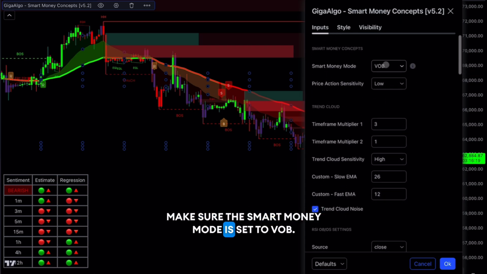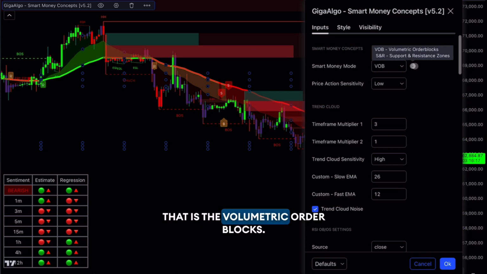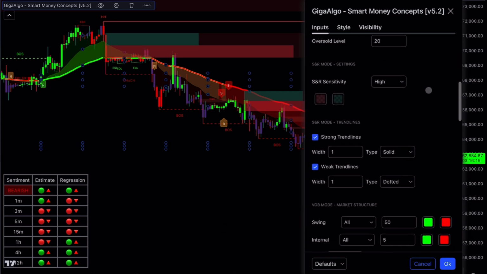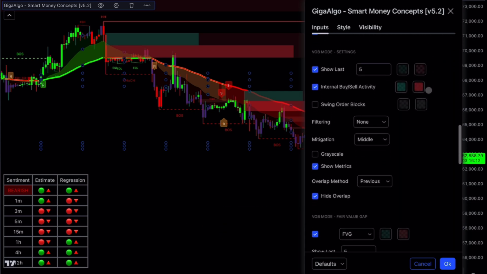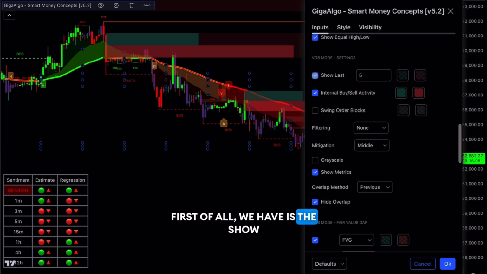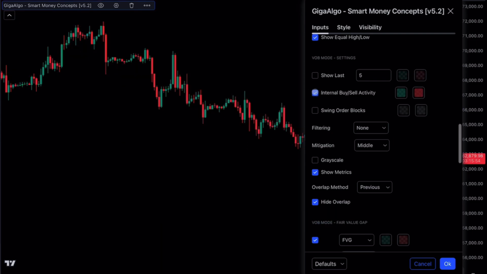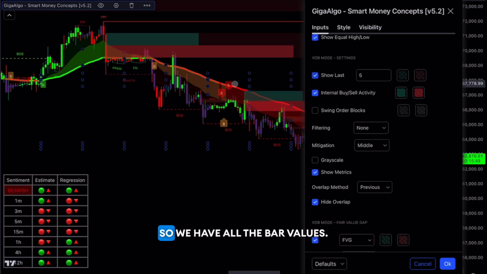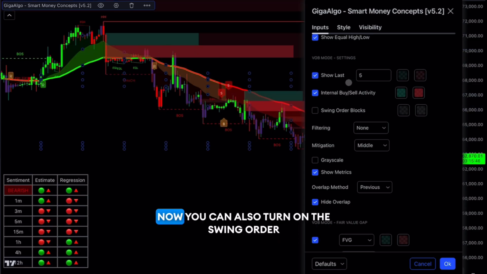Make sure the smart money mode is set to VOB, that is the volumetric auto blocks. So VOB settings, first of all, we have the show last, which is set to 5 by default, and you can change the colors. We also have the internal buy and sell activity, same, you can change the colors as well. So let me just turn it on. So we have all the bar values now.